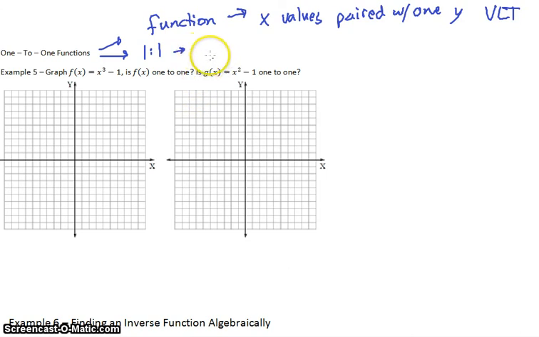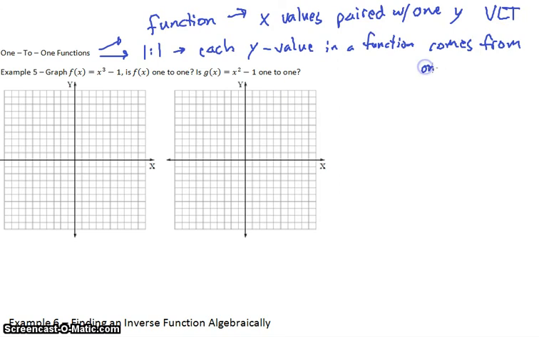But a one-to-one function means that each y value in a function comes from only 1x. So we're talking about y values, and in the next video I'm going to talk about how you see this, but each y value is only coming from 1x, and I'm going to show you one that is an example and one that's not, and how it relates to one-to-one functions.